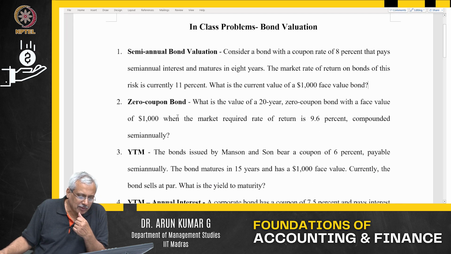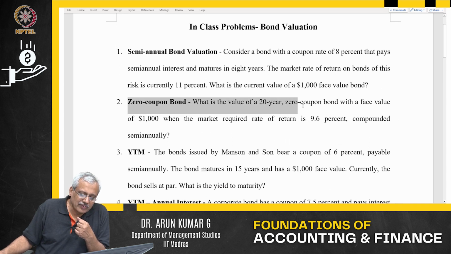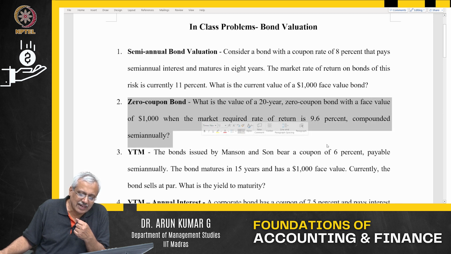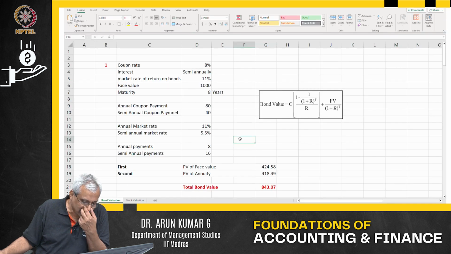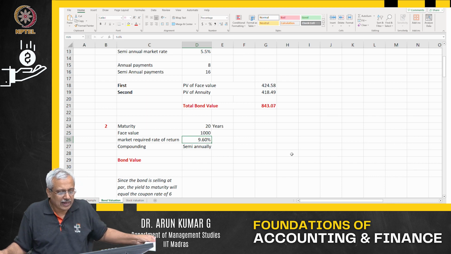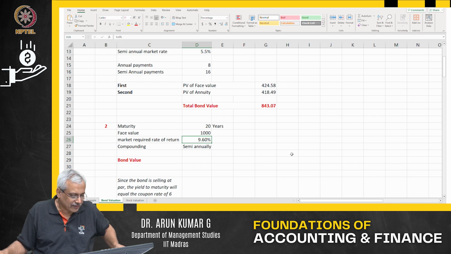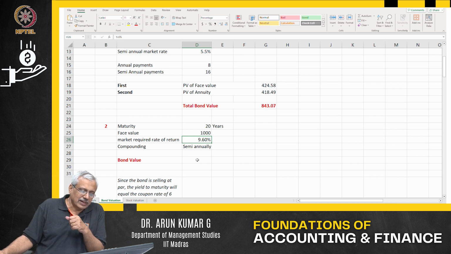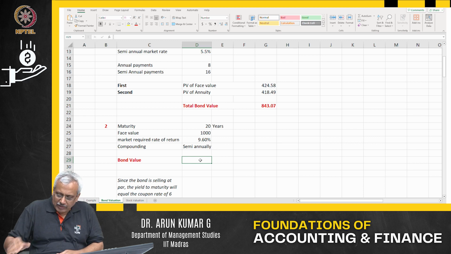Move to the second problem. The second problem is a zero coupon bond. What is the value of a 20-year zero coupon bond with a face value of 1000 when the market required rate of return is 9.6% compounded semi-annually? Again, I am taking all of these as compounded semi-annually. Maturity is 20 years. Face value is 1000. The market required rate of return is 9.6%, and compounding is semi-annual. Let us look at the bond value.